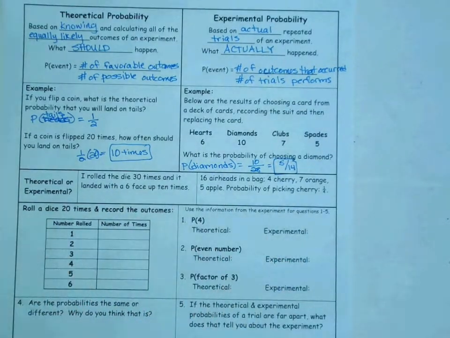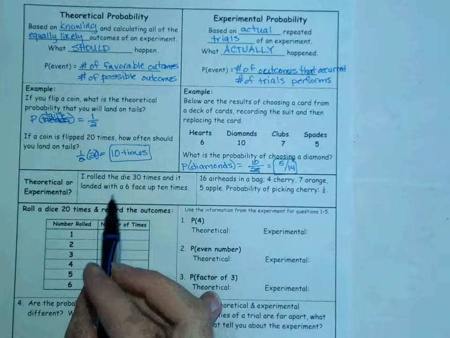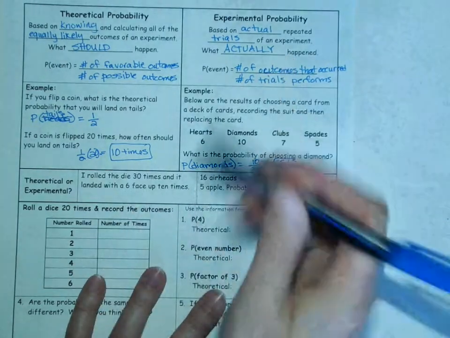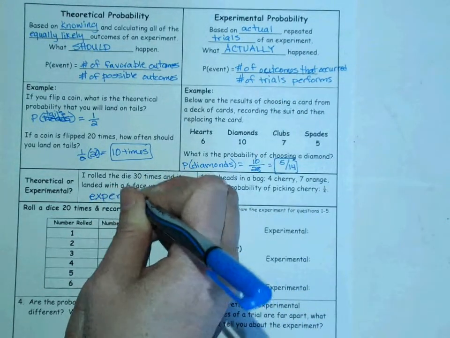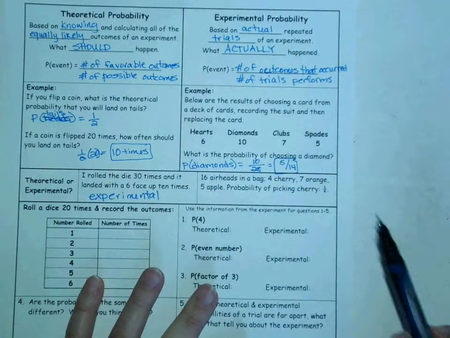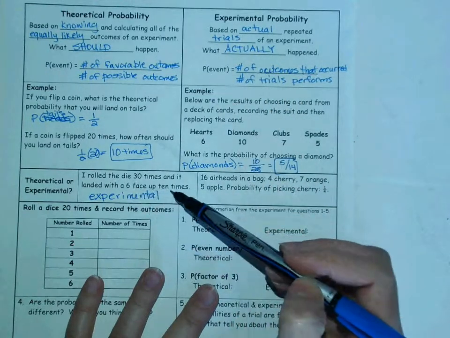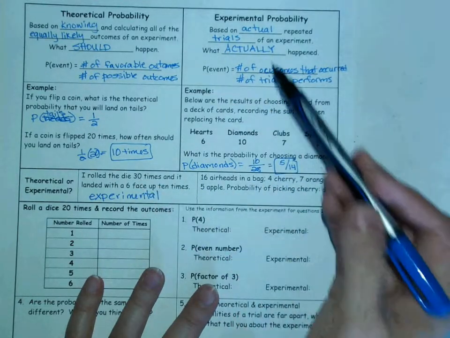Alright, now let's look at the two examples that are given and determine whether or not they're theoretical or experimental. Again, theoretical is what should occur. Experimental is what happened when someone actually conducted an experiment. I rolled the die 30 times and it landed with a 6 face up 10 times. Again, it already has told you that I rolled the die. That means that it is an experiment, because it tells you that a 6 came up 10 times out of the 30 times, that was a trial.